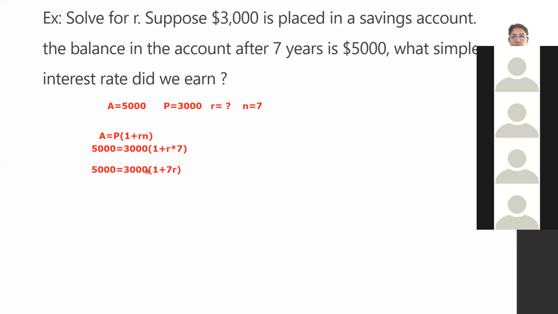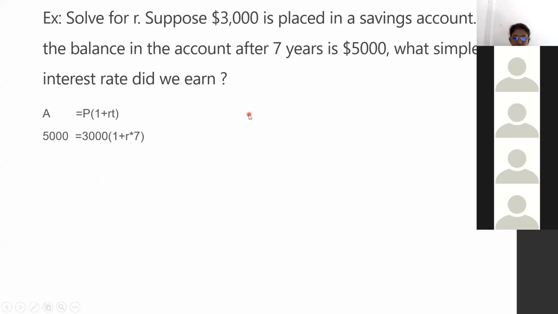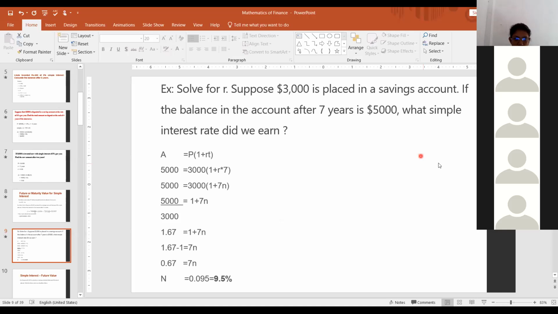So either way is possible, right? But the ultimate answer will be the same. So here we are going to divide this, right? So I'm going to clear my screen. Just try to do it by yourself now. So it should be R. It should be R. It's the rate of interest now.